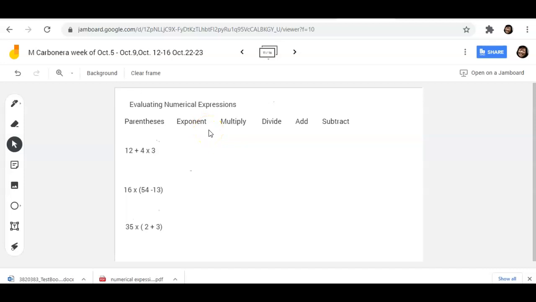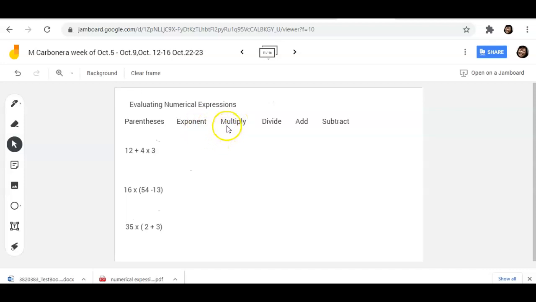Okay? Today I am going to discuss with you numerical expressions with two fundamental operations, with and without parentheses. Like for example number 1 here, I have 12 plus 4 times 3. Ask yourself, do I see a parenthesis? No. Then proceed to exponent. Do I see an exponent? No. Then proceed here. Do I see multiply? Yes. Okay? So therefore, you're going to multiply first.